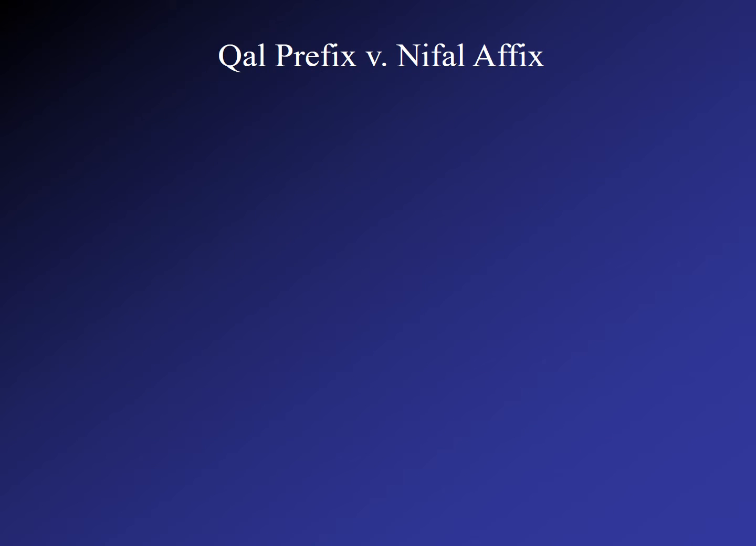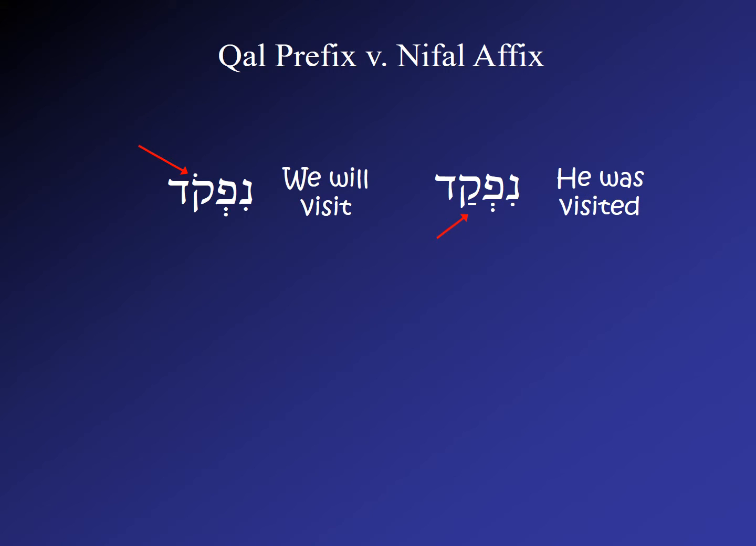Now, as I indicated a minute ago, it is possible to confuse the kal prefix with the nifal affix. So let's look first at the kal prefix of our strong root, nifkod, and then at the nifal affix of the same root, nifkad. Notice that the kal prefix is marked by this o class vowel, nifkod, meaning we will visit, whereas the nifal is marked by this a class vowel, nifkad, meaning he was visited. So the potential confusion is between kal prefix first common plural, we will, and a nifal affix third masculine singular, he was visited. Now this is distinguishable because of these two vowels.